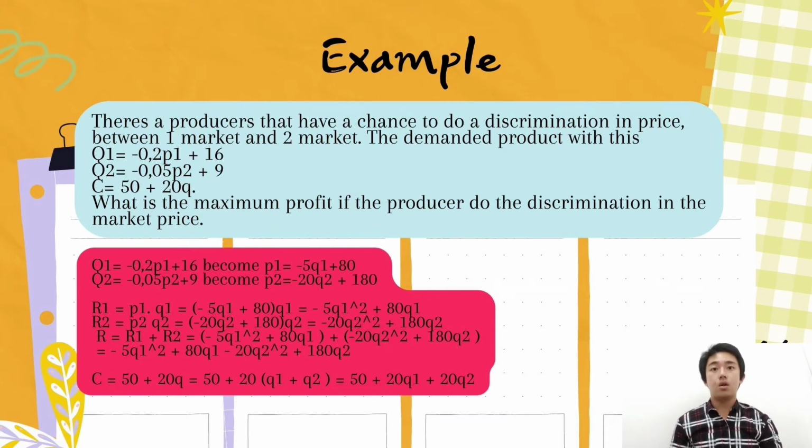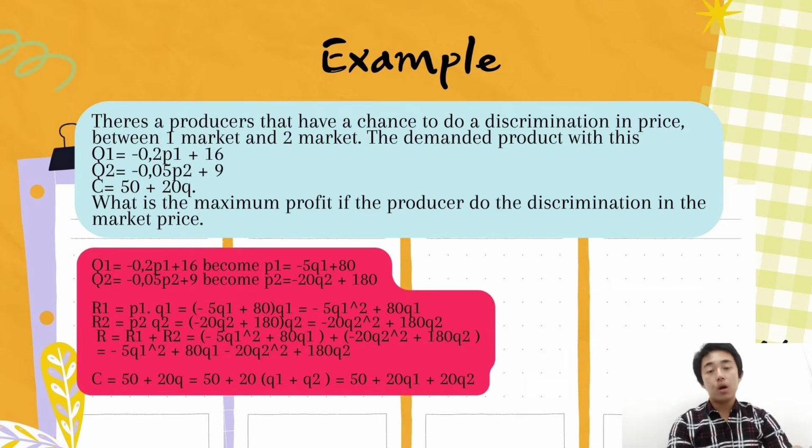So the example for price discrimination: there is a producer that has a chance to do price discrimination between the first market and the second market. The demand for the product is Q1 equals negative 0.2 P1 plus 16, and Q2 equals negative 0.05 P2 plus 9. The total cost of producing both products is C equals 50 plus 20Q. What is the maximum profit if the producer does price discrimination in the market? Because it is price discrimination, that means P1 is not equal to P2. Keep in mind, we're going to transpose the formulas like we did earlier in the joint product.